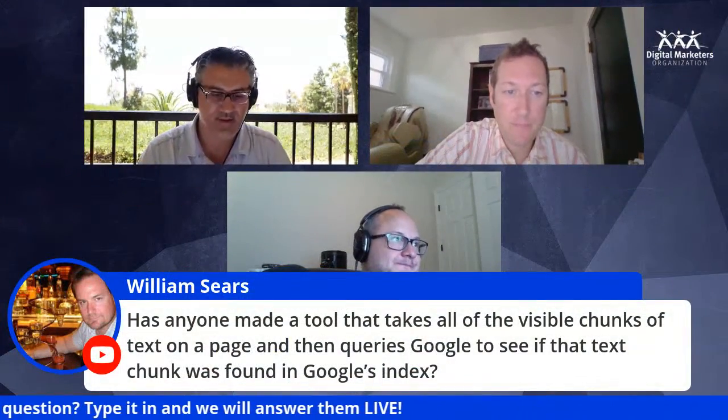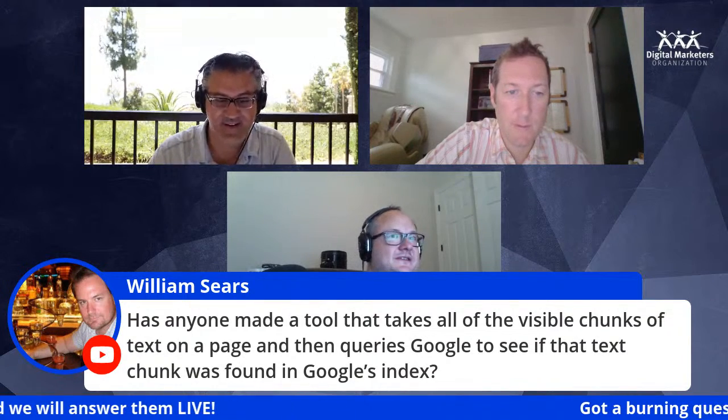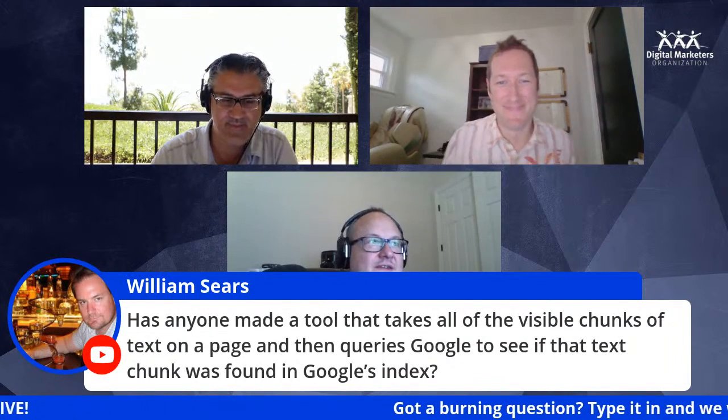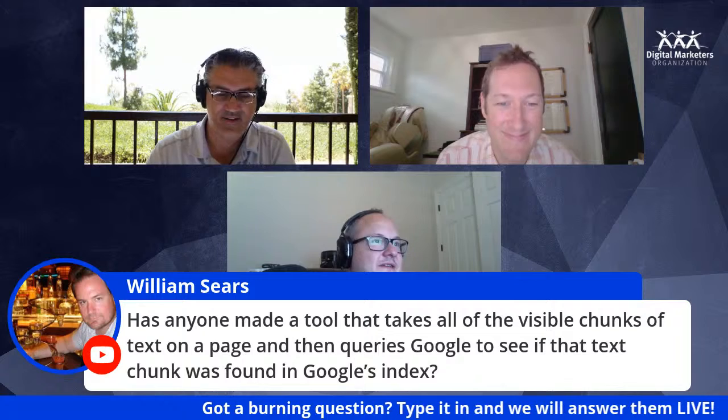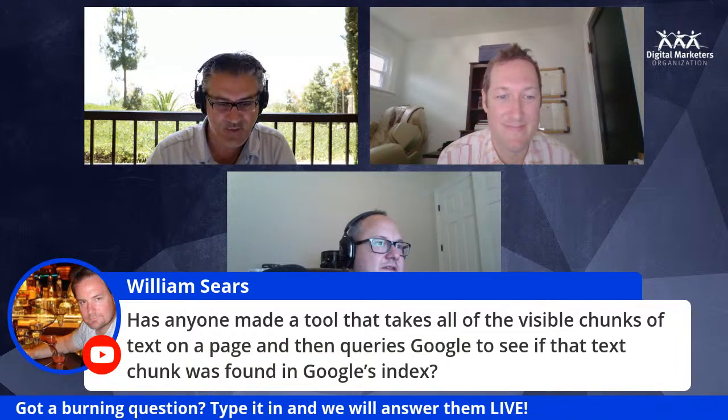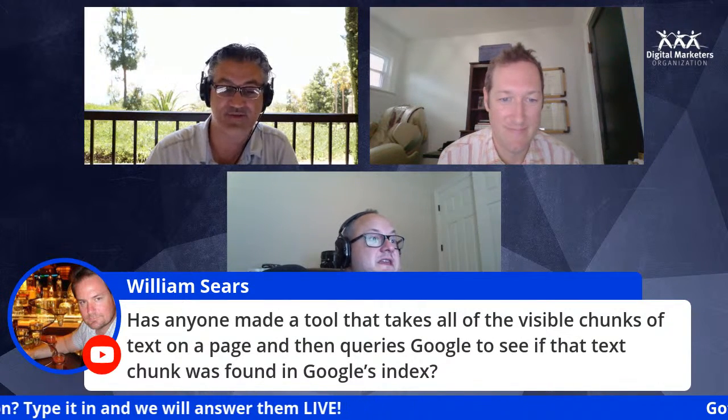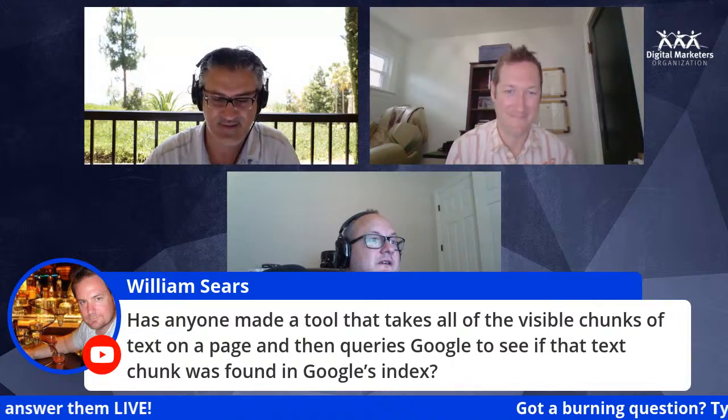Yeah. So William Sears is apparently on. So he has a question. Has anyone made a tool that takes all of the visible chunks of text on a page and then queries Google to see if that text chunk was found in Google's index? Good question.